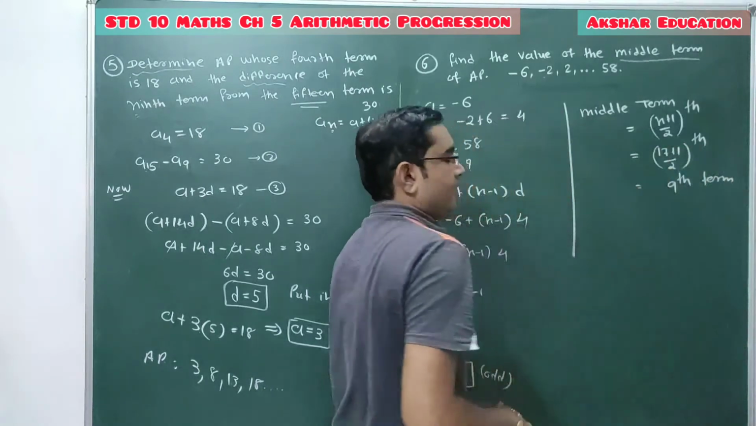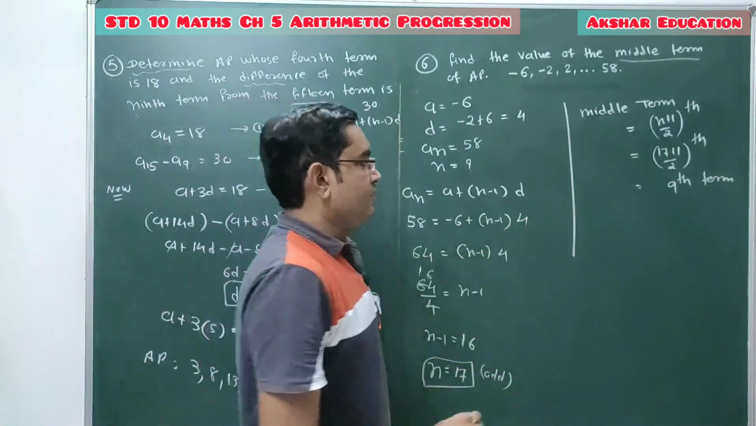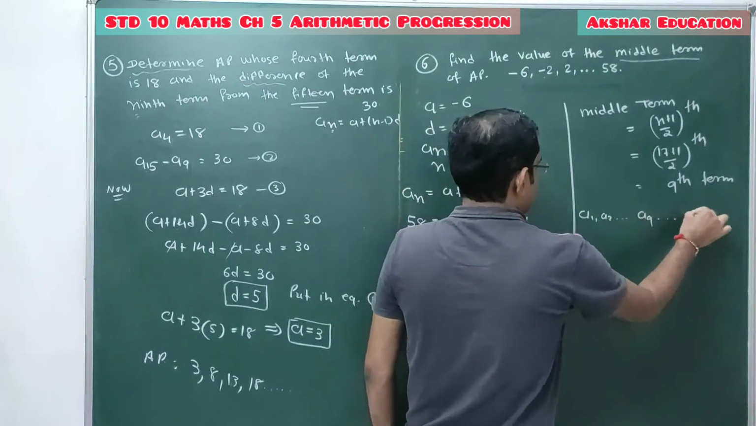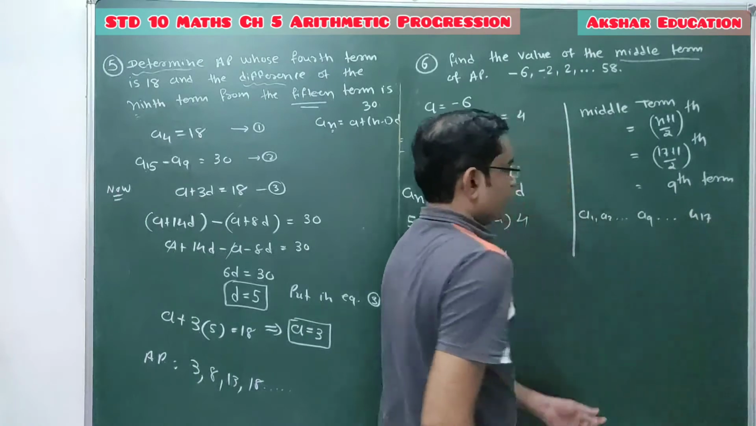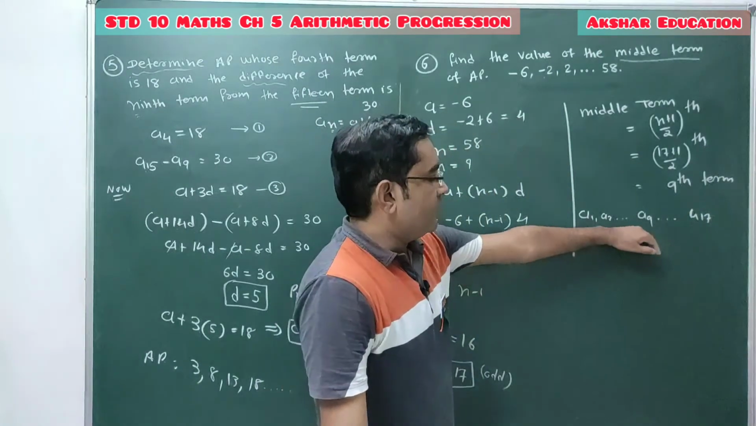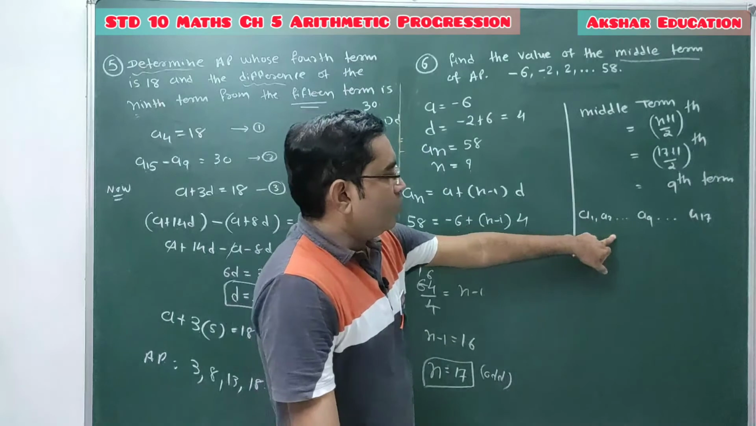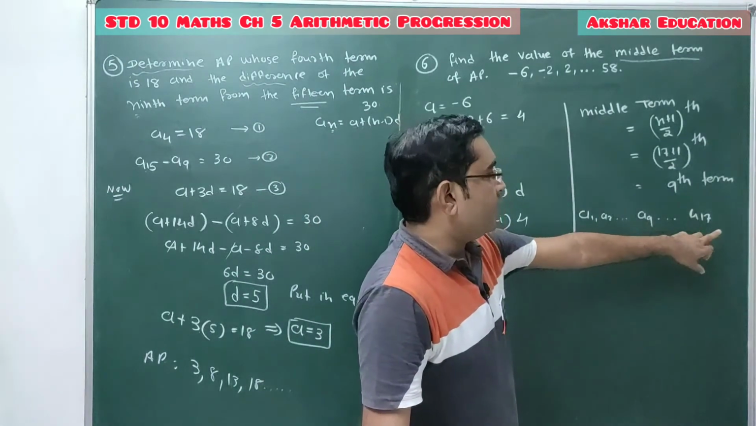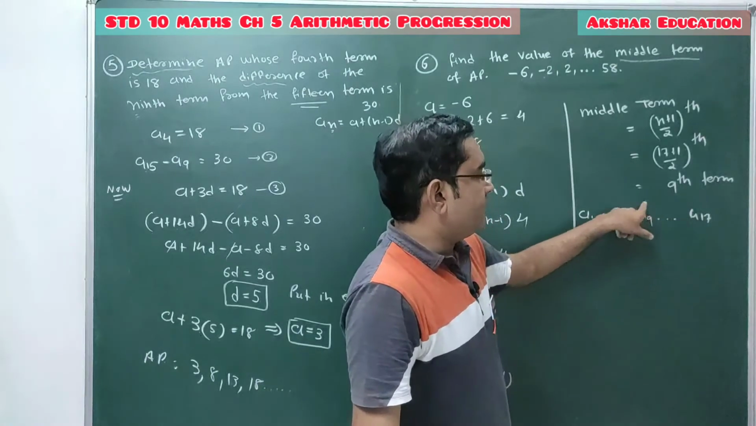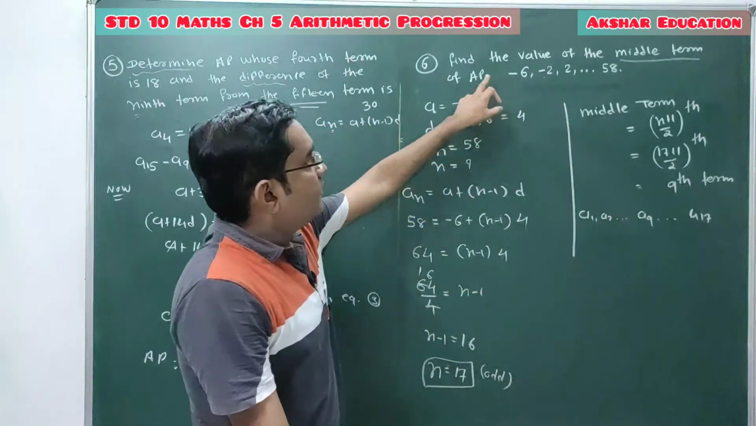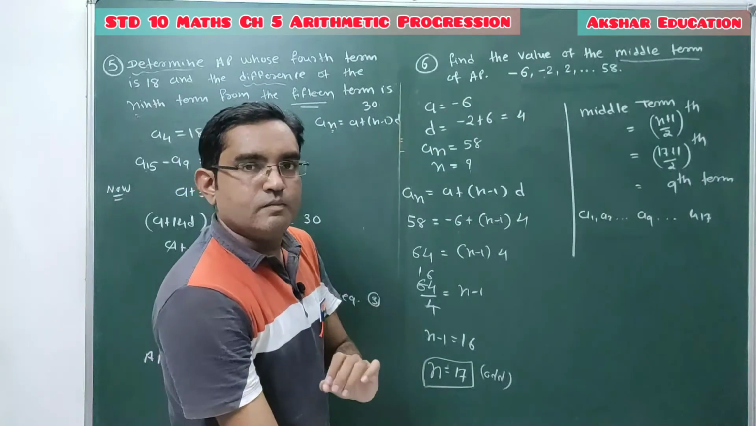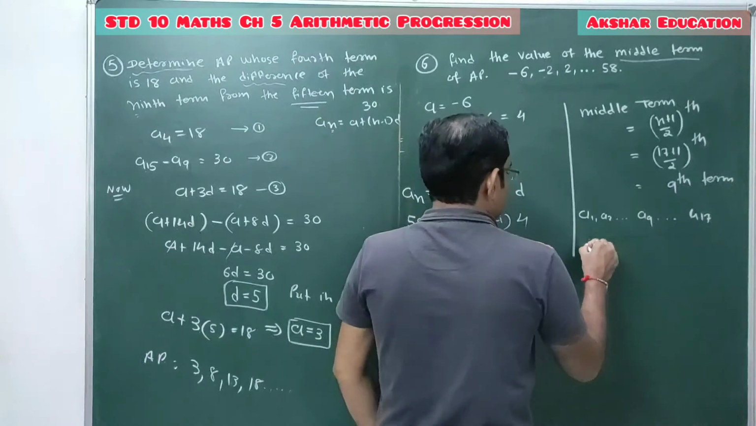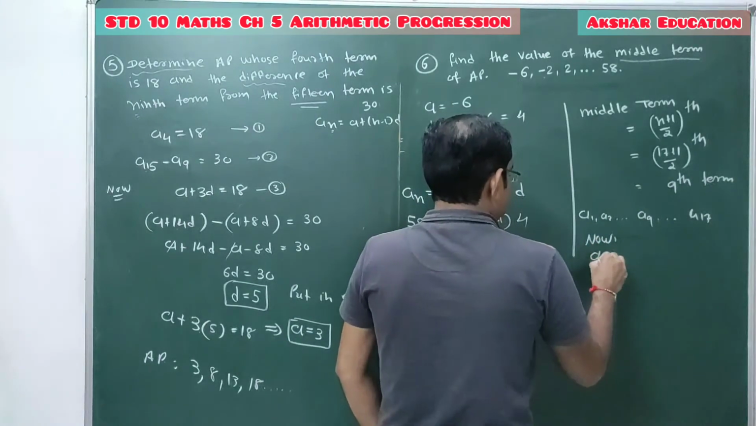term will be our middle term, and total 17 terms are there: a1, a2 up to a9 up to a17. So a9 will be our middle term. On the left side of this a9, a1 to a8, total 8 terms are there, and on the right side of this a9, a10 to a17, total 8 terms are there. So 8 plus 8, 16, and this one is the middle term, a9. So for this arithmetic progression, the 9th term will be our middle term. So you have to find the value of that 9th term.